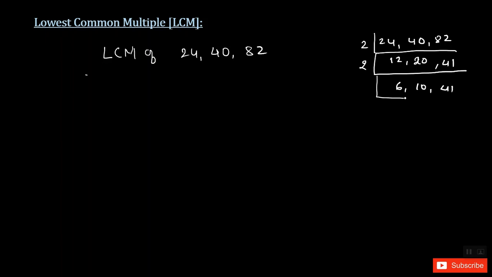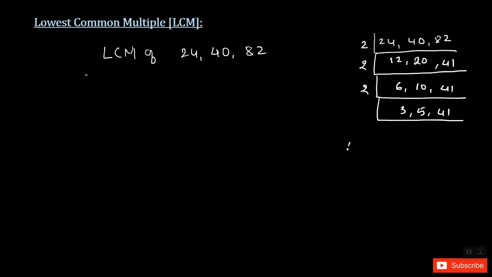Still 6 and 10 are divisible by a common number, that is 2 again. So 6 divided by 2 is 3, 10 divided by 2 is 5, and 41. Now is there any common number which can divide 3, 5 and 41? No, because 3, 5 and 41 are prime numbers. So if you get a prime number at the end, stop your division, because a prime number won't be divisible by others except 1 and itself.